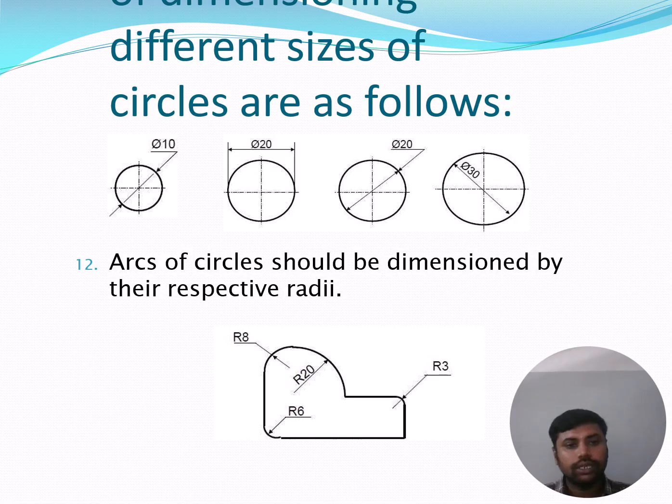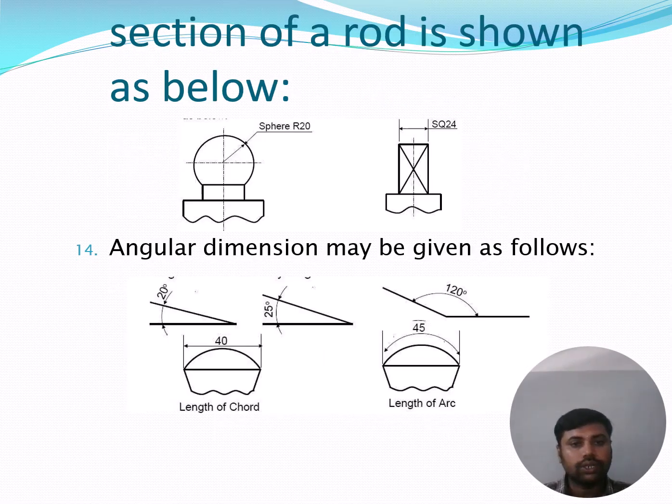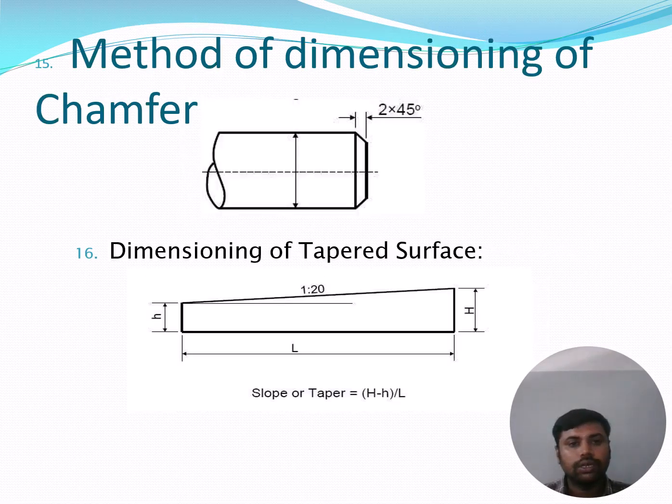Different sizes of circles, diameter 10, diameter 20. Arcs can be given by radii, with the respective radii placed at the corner. Then the section of a rod is shown as below. For a sphere, an angular dimension can be given. Length of the chord, length of the arc, method of dimensioning chamfers, the end of the chamfering area. Then for a taper surface, we can give the slope, taper 1:20 ratio.